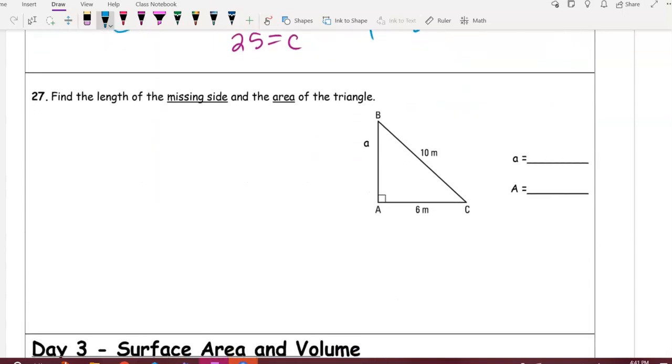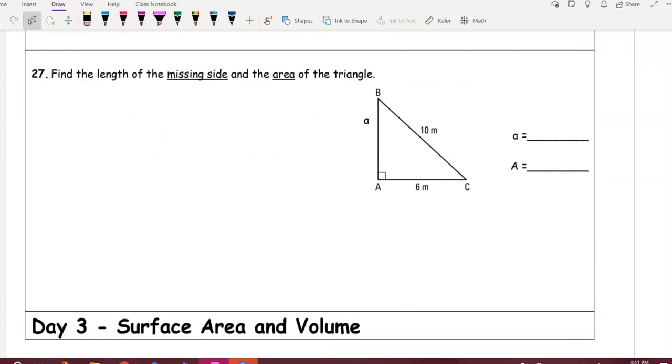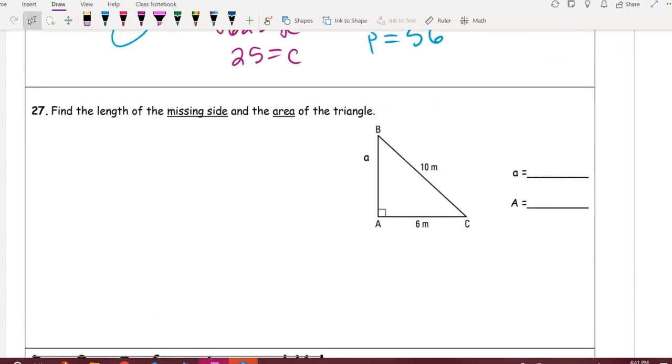All right, number 27, last one. Find the length of the missing side and the area of the triangle. So missing side, it's a right triangle. We need to use Pythagorean theorem. So this is A, B, C. A squared plus 6 squared equals c squared, which is 10. 6 times 6 is 36.